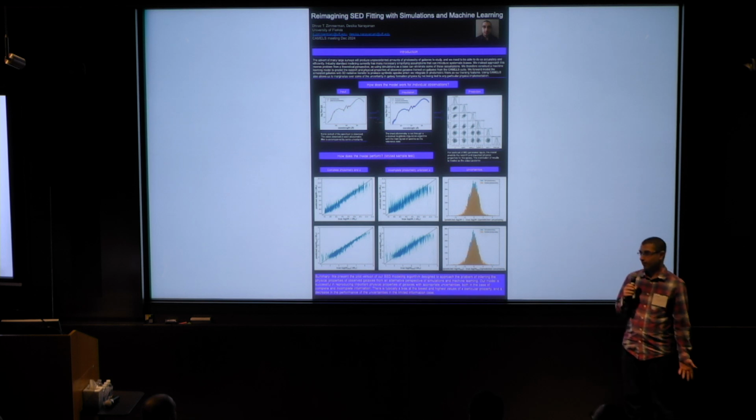What I want to talk about is that we get all of our information from galaxies that are observed pretty much exclusively from SED fitting. And SED fitting has a whole bunch of known systematic uncertainties built into it. The one thing you care about if you're modeling observed galaxies is getting your galaxy parameters right.